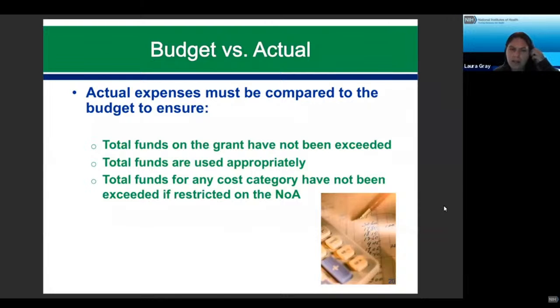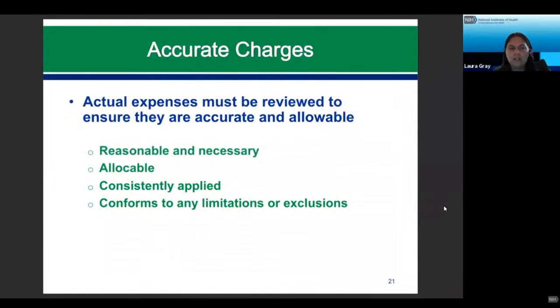So on the next slide, we talk about accurate charges. Costs are considered allowable or accurate if they meet the 4 tests of allowability. And the 4 tests of allowability are reasonableness, allocability, consistency, and conformance. And I'm going to go into more detail on each test in the next few slides.